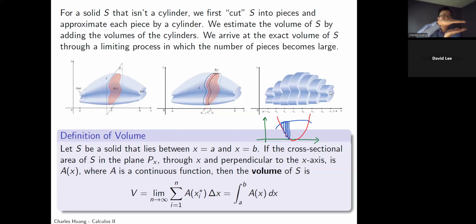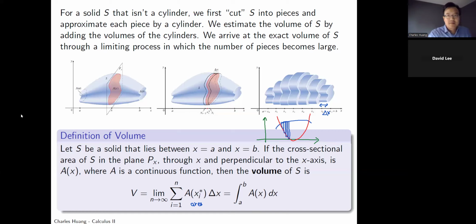So instead of the height times the width, here we have the area, and the area in this case is highlighted in red. And then we're going to multiply by the dx, that's delta x. And that eventually leads to the same integral that we have, but we have the area inside.